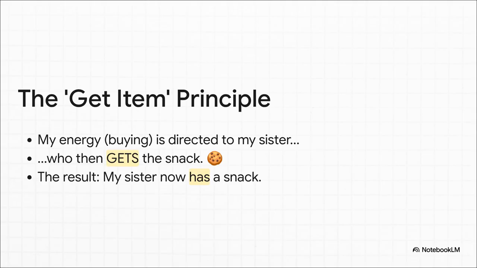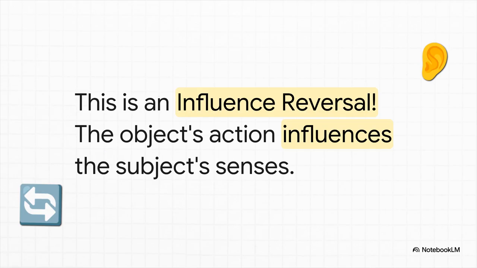Okay, so my energy, the buying part, goes to my sister, and what happens? She gets the snack. So the final result is super simple. My sister now has a snack. The energy flow ended with her getting something. See? Simple.